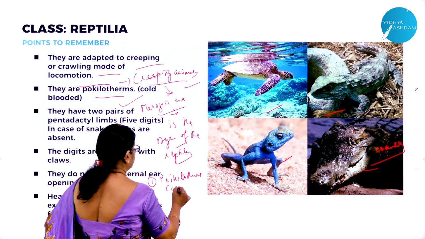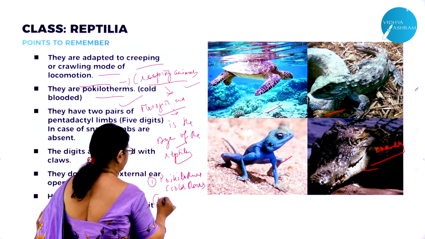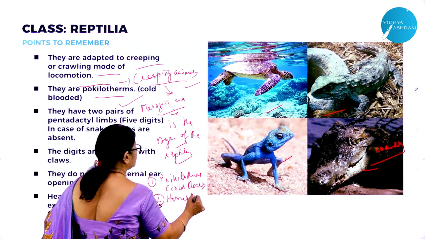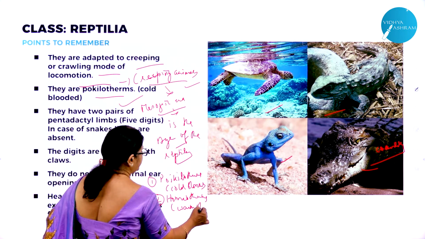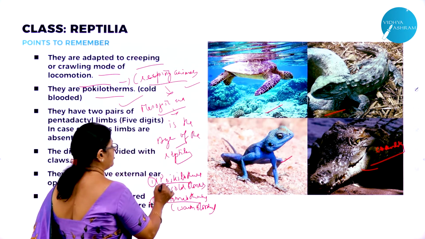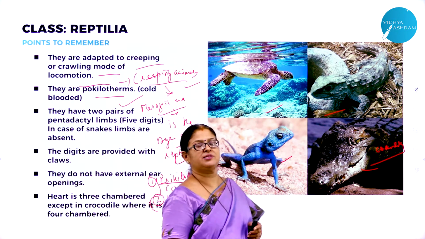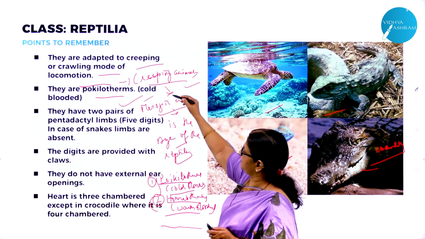Poikilotherms, you can use a word called cold-blooded. Second one, homeotherms. Homeotherms, that is warm-blooded. So we have two types of animals. One is called cold-blooded, the other one is called warm-blooded. So these reptiles are what? These reptiles are cold-blooded animals. That is one very important point.